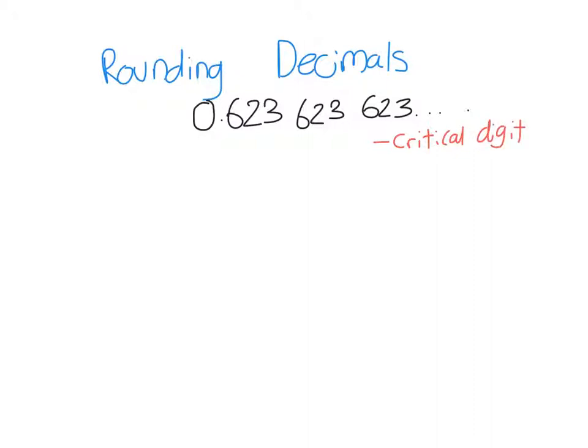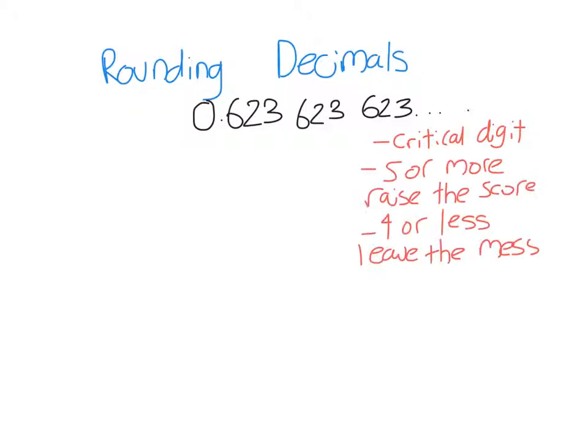5 or more, raise the score. 4 or less, leave the mess. So these are the rules we're going to follow. So we're going to look at rounding this number here to a certain number of decimal places. Sometimes you'll be asked to round to 0 decimal places. That is the same as finding the nearest whole number. Sometimes we just don't care about the decimal part of a number. We just care about the whole number.